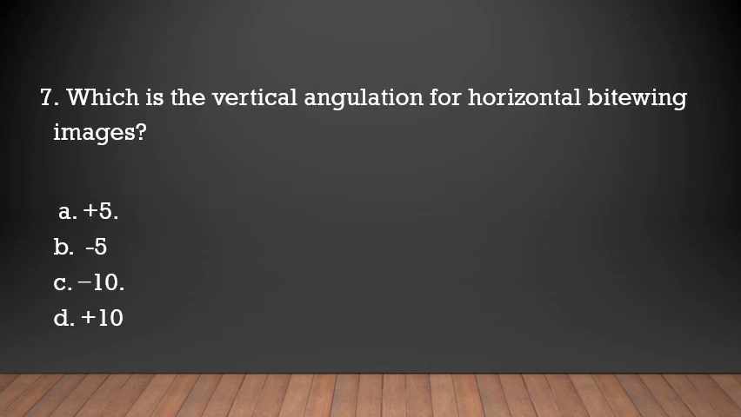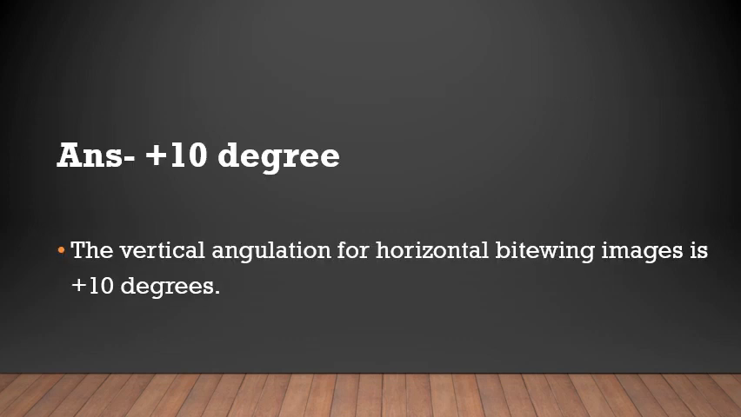Which is the vertical angulation for horizontal biting images? Plus 5, minus 5, minus 10, plus 10. Plus 10 degree. The vertical angulation for horizontal biting images is plus 10 degrees.